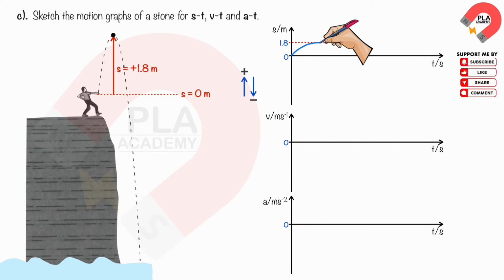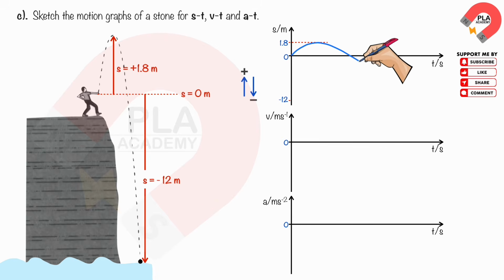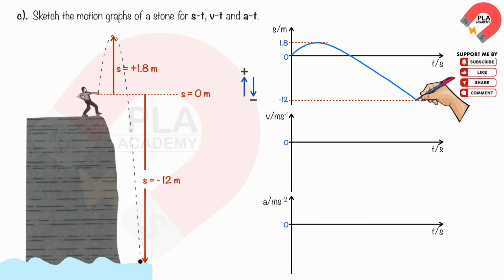From this point, the stone falls back to the sea, so its displacement decreases until it's back where it started. Then it goes down to negative 12 meters when it hits the sea. So, we draw the displacement-time graph, like this. The graph is a curve with an increasingly negative gradient because its velocity is becoming more negative.